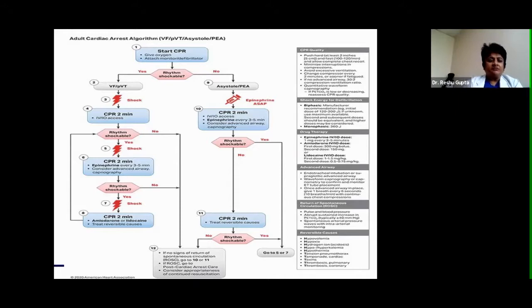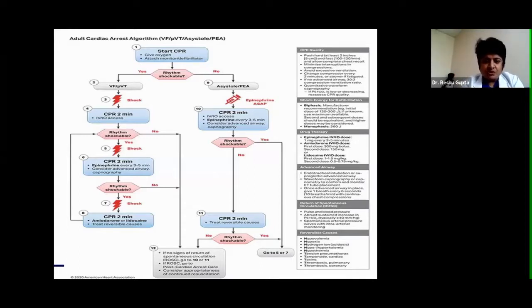After the shock, immediately resume CPR for 2 minutes, then check the rhythm again. If it's still shockable, go for the second shock, and if still shockable, go for the third, and after the third shock, you may go for amiodarone. And think also about the treatable causes. If the patient goes into a non-shockable rhythm or there are no signs of return of spontaneous circulation, then you go for CPR and adrenaline every 3 to 5 minutes.